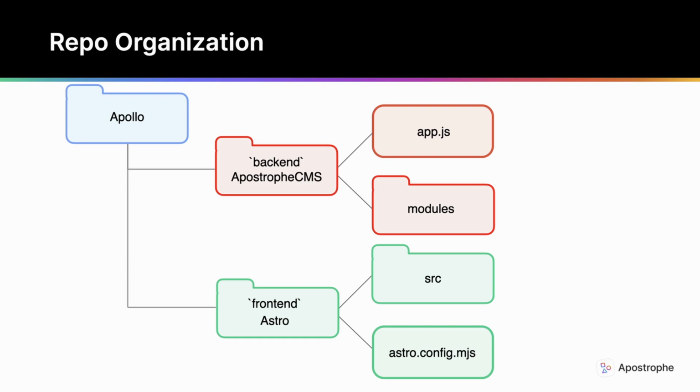The backend folder contains your ApostropheCMS code and the main app.js file. Most of the custom Apollo code is in the modules folder. In the Apollo project, we also have some helpers in the lib folder.